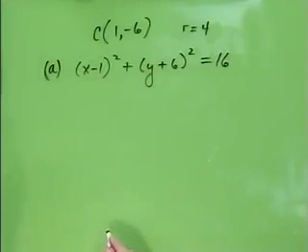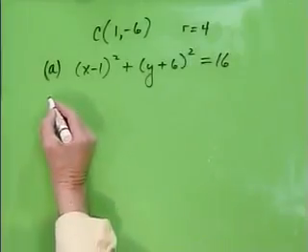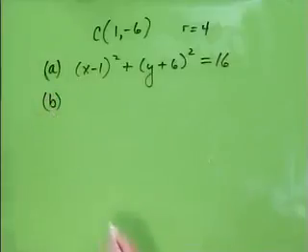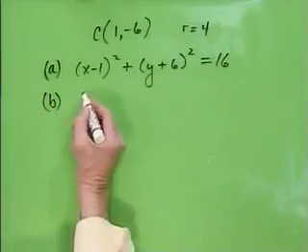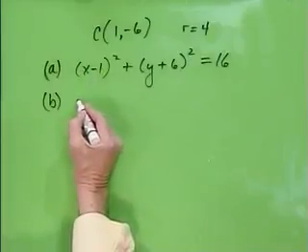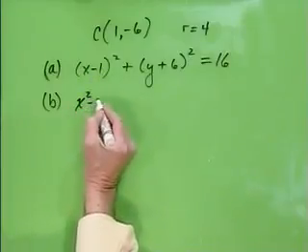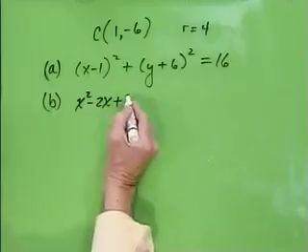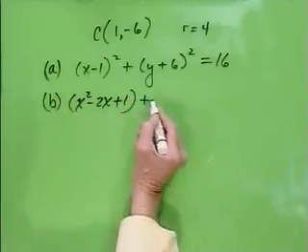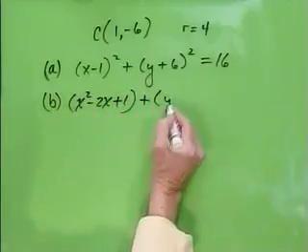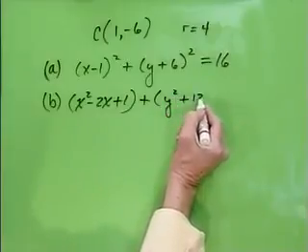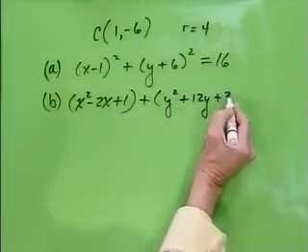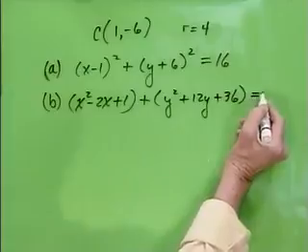That's all it takes. Now for part B, it said find the general equation. You remember that's a little bit different form. Susan, how would I find the general equation? Just by multiplying it out. Okay, what would be x minus 1 squared? X squared minus 2x plus 1. Okay. And y plus 6 squared, I'll do that one, is y squared plus 12y plus 36 equals 16.